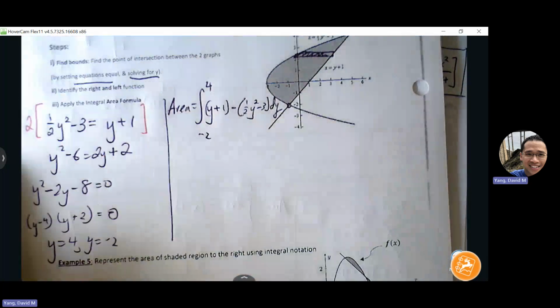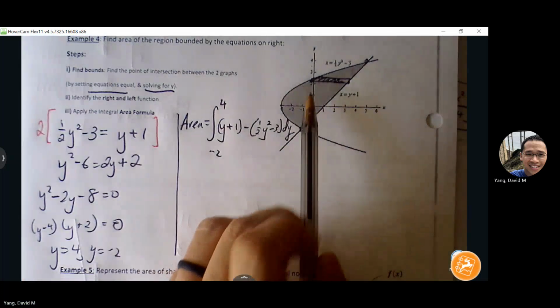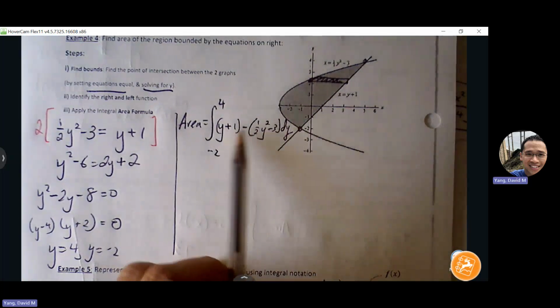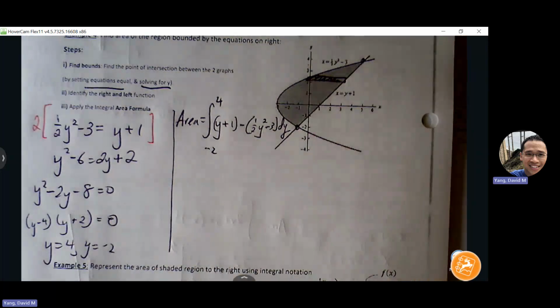As long as you know how to adapt, if you got the wrong order, you can still adjust and get to the right answer without having to redo the whole problem.